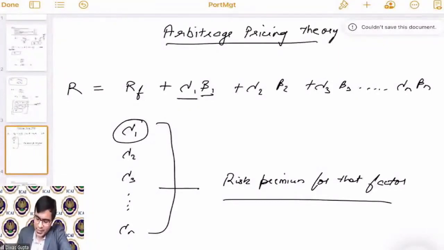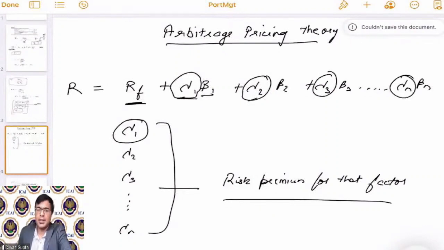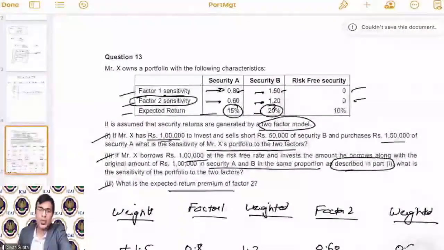In this, what we take is the risk-free return plus this is the risk premium for factor number 1. This is the risk premium for factor number 2. This is the risk premium for factor number 3. And hence there is no division here. And this is the beta for this factor. This beta 2 is for factor 2. Similarly, beta 3 is for factor 3. Now, for example, in this question only, 0.80 is beta of security A for factor 1. 0.60 is beta of security A for factor 2. Correct? And both of them will have a risk premium also.